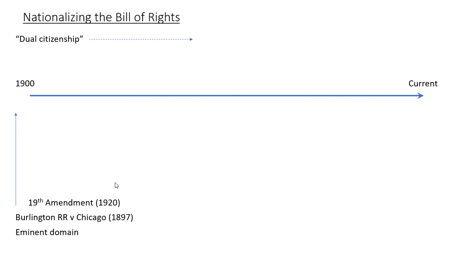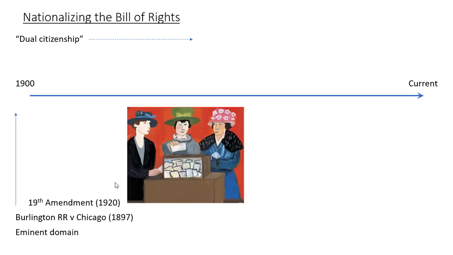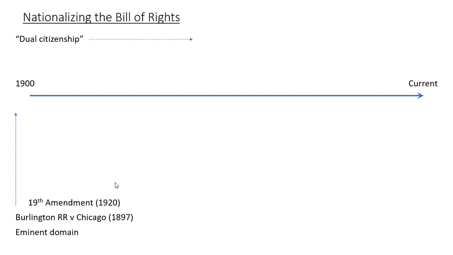Now we are also seeing some other progressions as we move into the modern era. The 19th Amendment was ratified in 1920, and that's where women finally got the right to vote. So we were making some progression there. Looking at some more cases that started to incrementally get us out of this concept of dual citizenship.